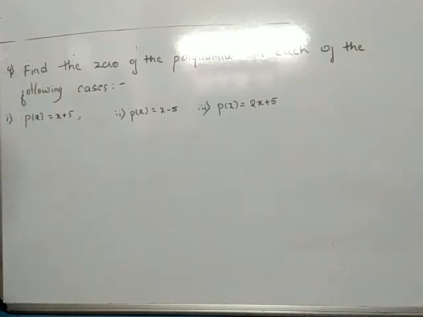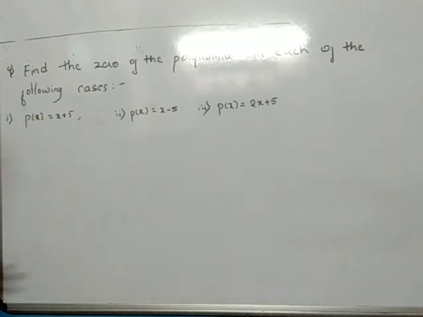Find the zeros of the polynomial in each of the following cases. Here we need to find the zero of the polynomial. Zero of the polynomial means the value we need to find. Fourth main, find the zero of the polynomial in each of the following cases. Here we need to find the zeros for the given polynomials separately, right?